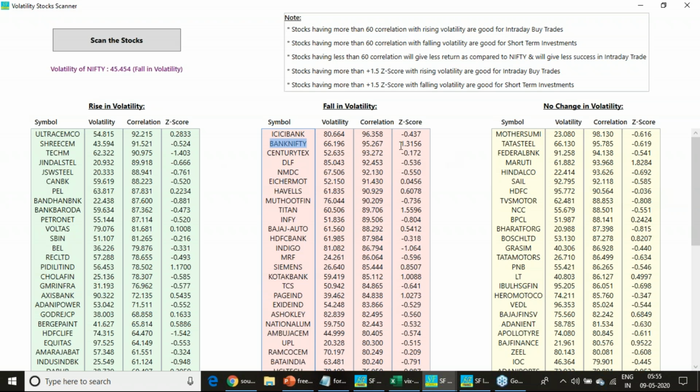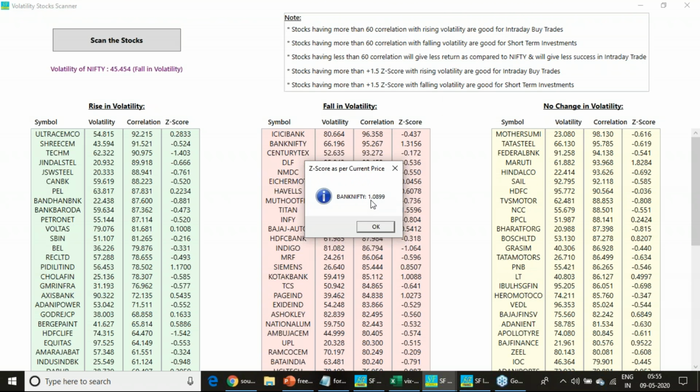Suppose for Bank Nifty you are getting 1.3156 here. If I just double click here, I can come to know Bank Nifty's current Z score. If you double click on any symbol, it is currently 1.0. It will take the real-time data feed from our server and tell you what the Z score is. So it gives you plenty of opportunity to trade any future symbol with Nifty.